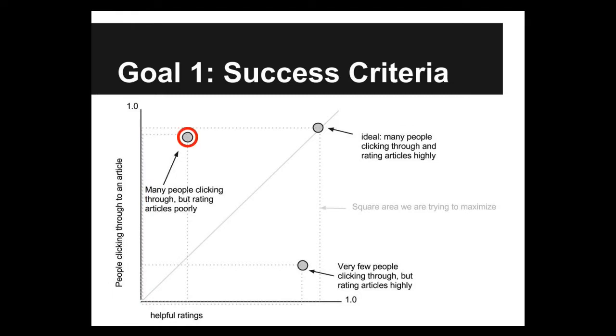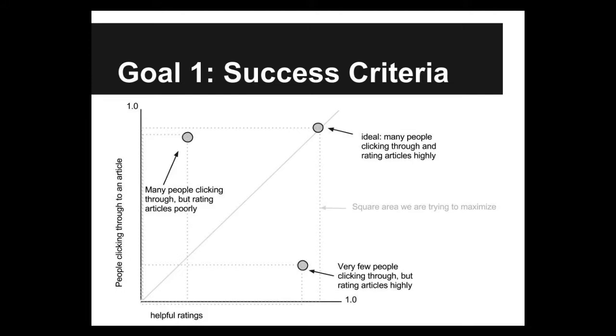So what you can have is a lot of people clicking through and very many people rating the articles low. Then you would have this point here. So lots of people clicking through, but then they land on the wrong article. Or you could have people rating articles very high, but very few people actually clicking through to an article. And what you actually want to do, of course, is send as many people as possible to an article on this axis. The CTR should be 100%, but those who click through should also rate the articles as helpful in 100% of the cases. And that's how you end up here.